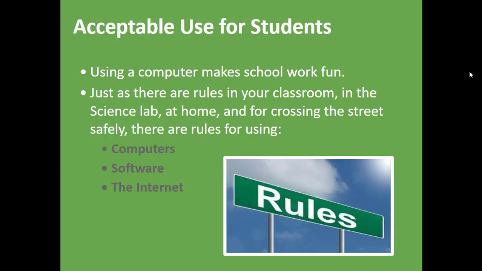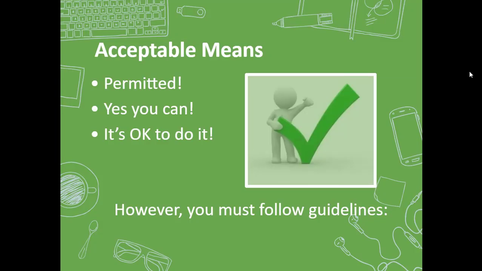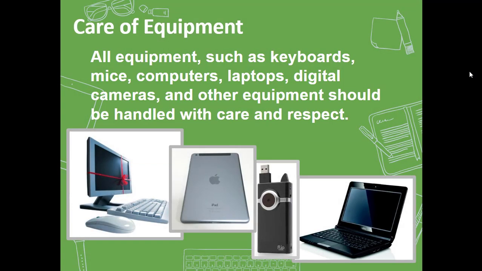We are quickly going to go through our acceptable use policy for technology for the 2019 to 2020 school year. Acceptable use for students. Using a computer makes your schoolwork more interesting. Just as there are rules in your classroom, the science lab, at home, and for crossing the street safely, they're here at Westwood and in Round Rock ISD. Acceptable means that it's permitted, it's okay to do it, but you must follow the guidelines.